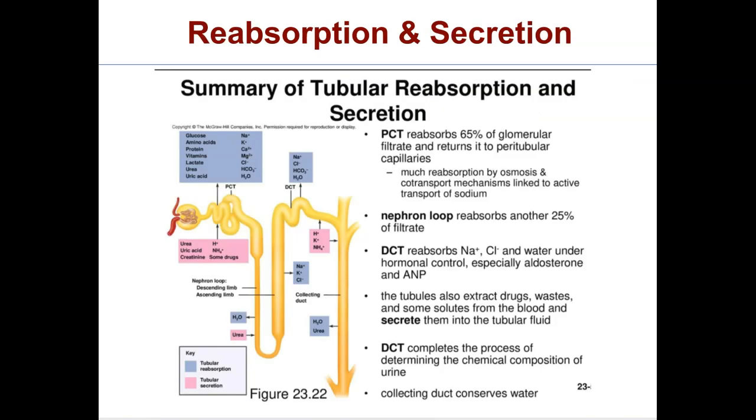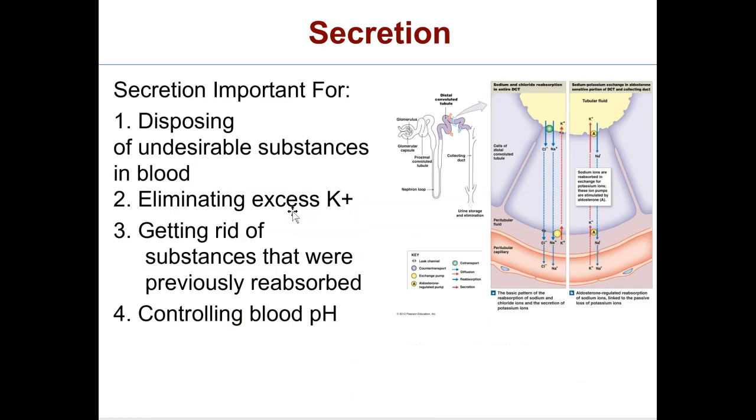And so when we're looking at secretion, primarily, we're looking at the DCT. Okay, so you can see that some of it happens in different parts, but we will focus on the DCT. So why is it important? Well, like I said, you got to get rid of anything left over in the blood. When filtration happens, only 10% leaves.